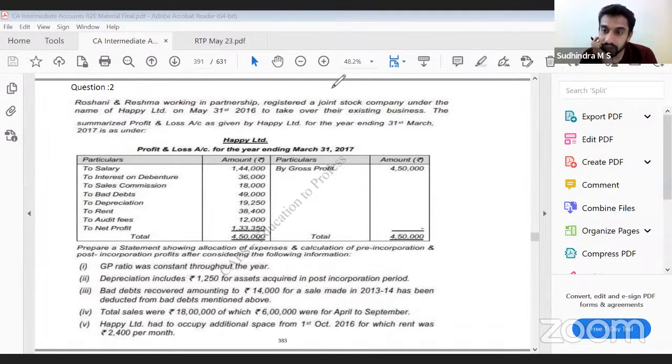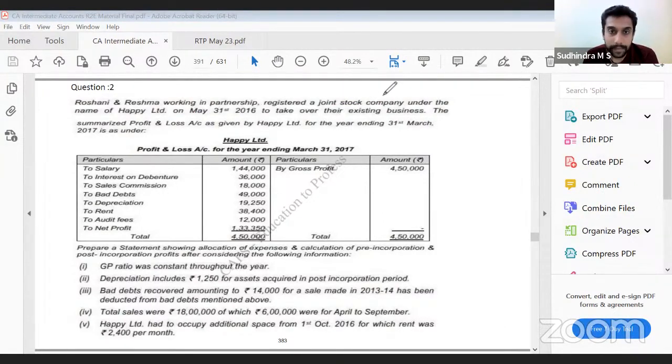Sir, the post-incorporation period is 12 months, sir. No. See, they registered a joint stock company on May 31st. That means April and May it's pre-incorporation. From June till March it is post-incorporation. 2:10, 1:5. Yes, sir. I read May as March. Yes, thank you, sir. Yes, those things happen.